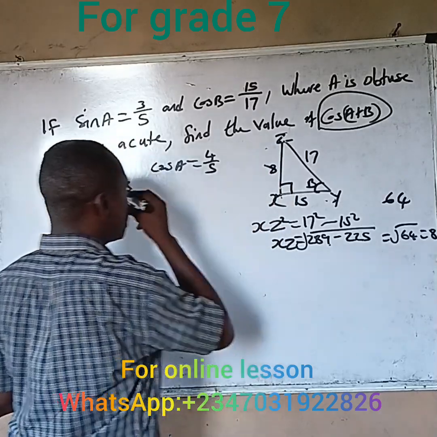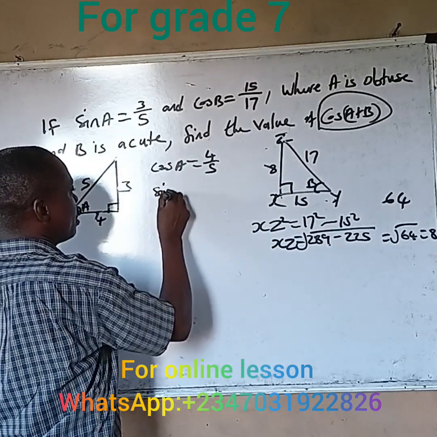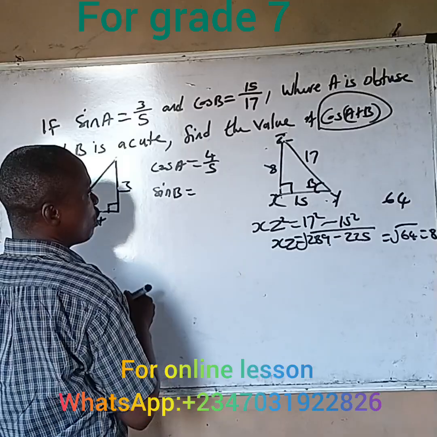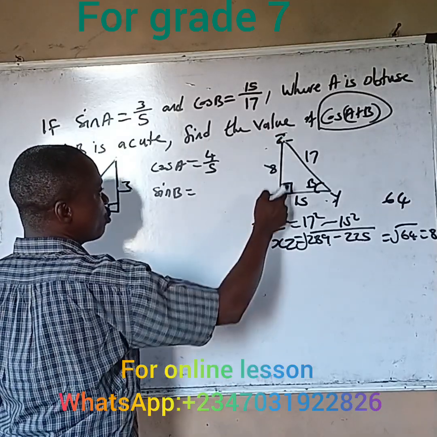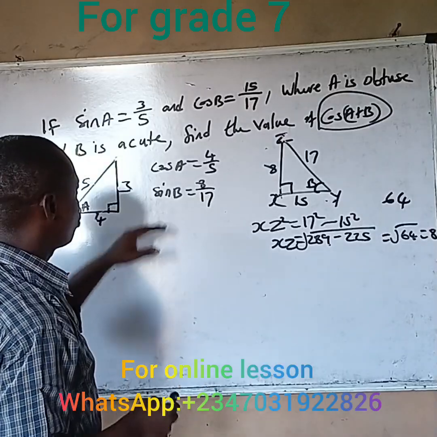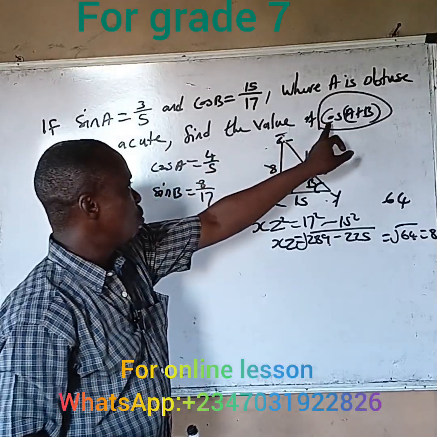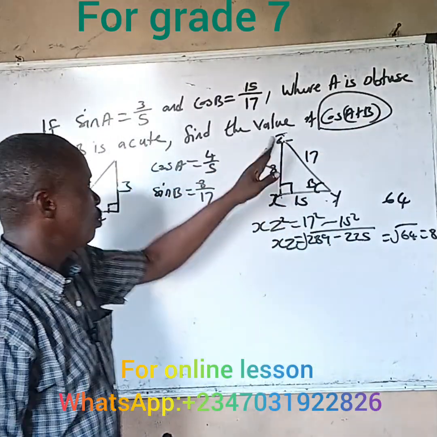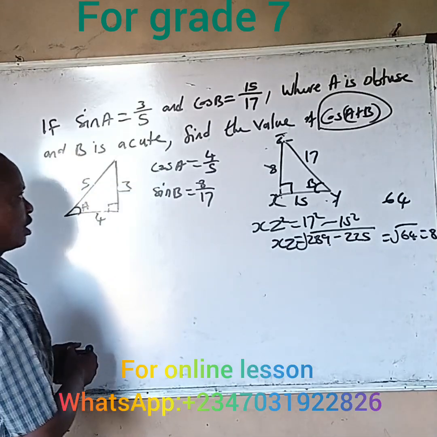So it means that sine B is equal to opposite over hypotenuse, that is 8 over 17. I don't need tan here, because when we look at cos of A plus B just now, there was no tan there. So that is not necessary here.